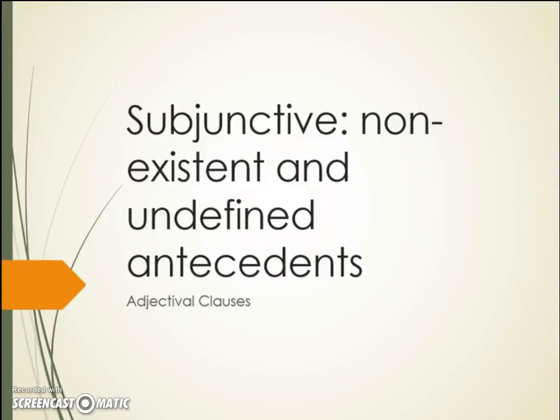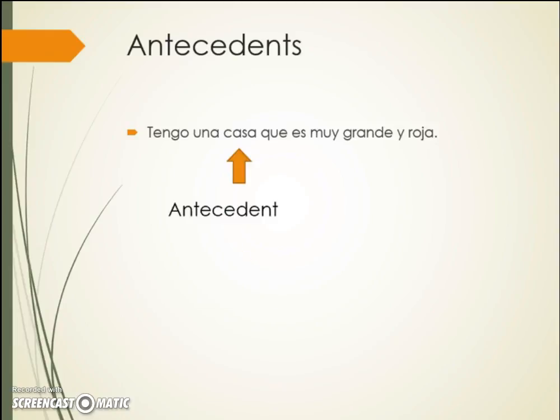Now, as far as the word antecedent, I'm going to clear that up for you before we even get started, because it's one of those grammar words that looks all scary, like, what the heck is that? I never learned what an antecedent is. I can show you right here simply with one sentence. Tengo una casa que es muy grande y roja. The word casa is the antecedent, meaning that it is a word that is further modified in the rest of the sentence. So it's not just I have a house, it's I have a house that's very big and red.